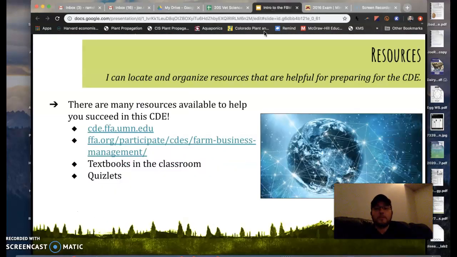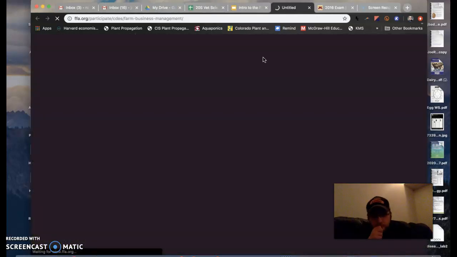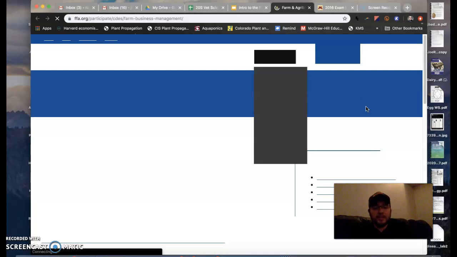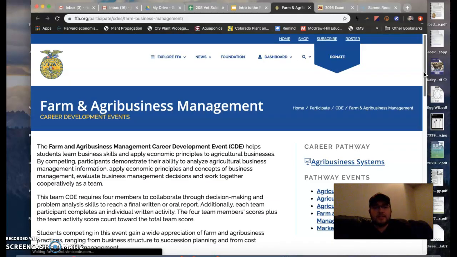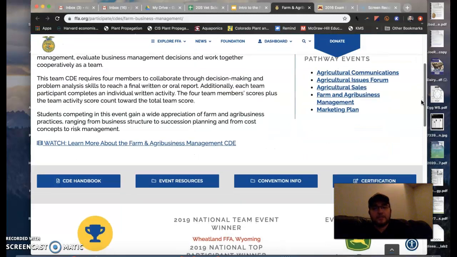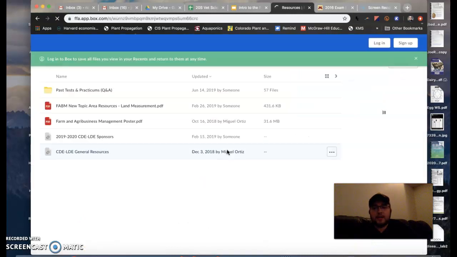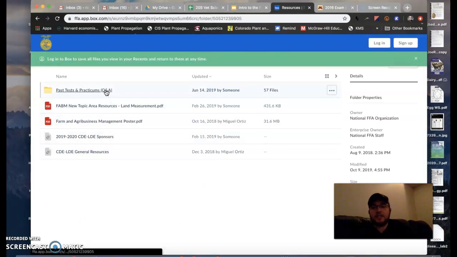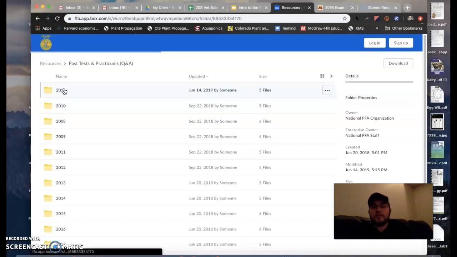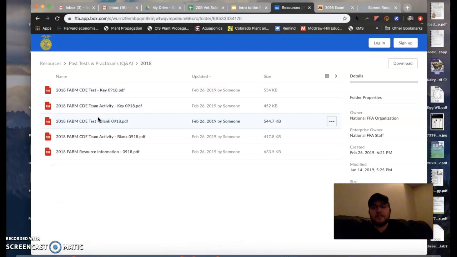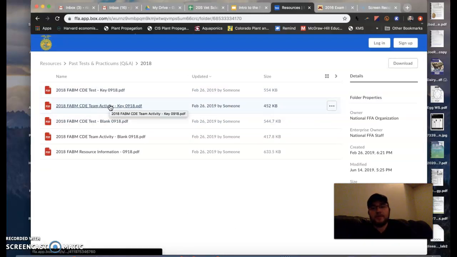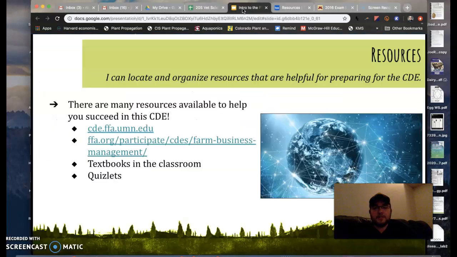And some additional resources would also be the national FFA website, which we'll head to next. Now, keep in mind the rules and the procedures at the national level are a little bit different than how we run things here at state and regionals, but nevertheless, there are some good resources that are available. If you go to event resources and check out the past tests and practicum section, you'll be able to see old tests and financial analysis issues. Obviously, we don't have a team activity here, so we don't have to worry about that. You can look at the past test and resource information to help you out. But for now, I would stick mainly to the state materials.